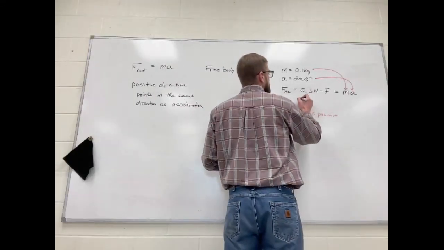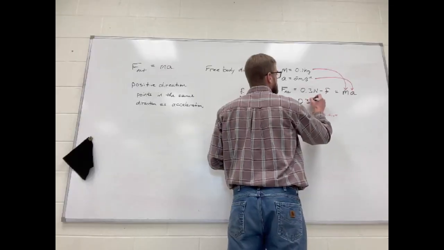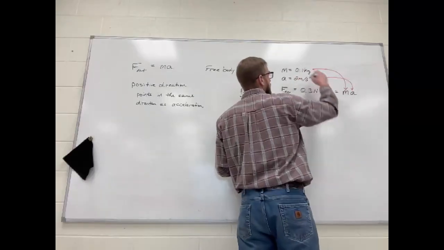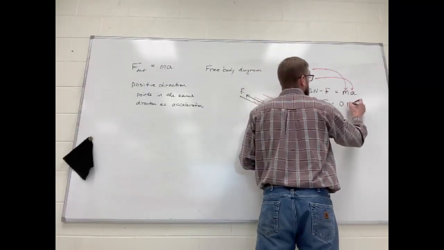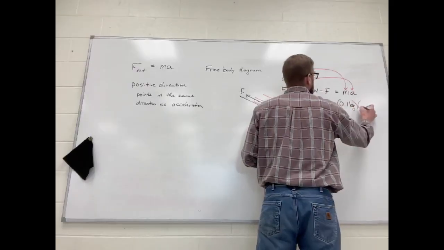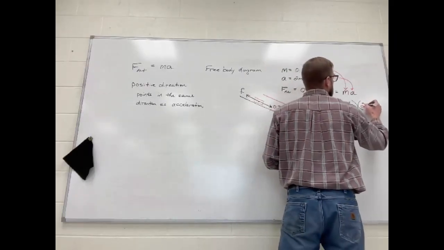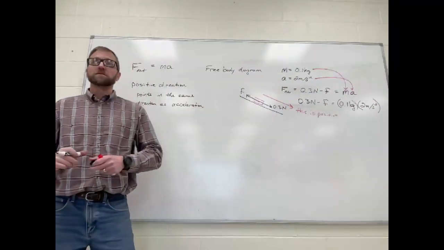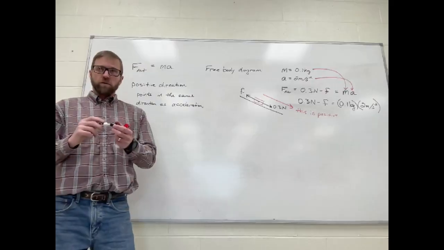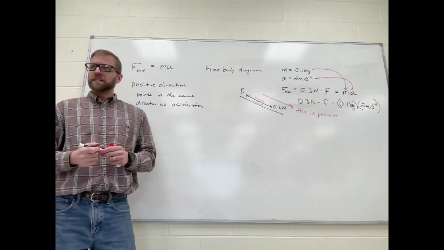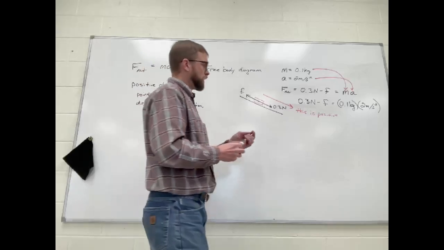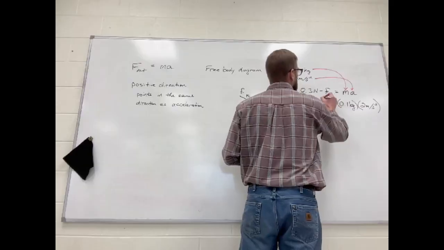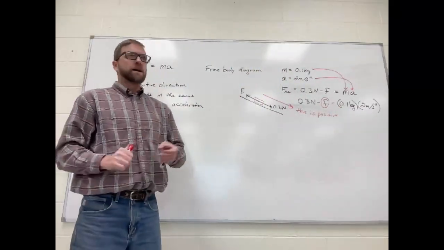We're going to have 0.3 newtons minus F equals the mass, which is 0.1 kilograms, times the acceleration, which is 2 meters per second squared. Now at this point, it kind of turns into a math problem, doesn't it? What am I solving for? Yeah, the friction force, F. I want to solve for that. How do I solve for that?